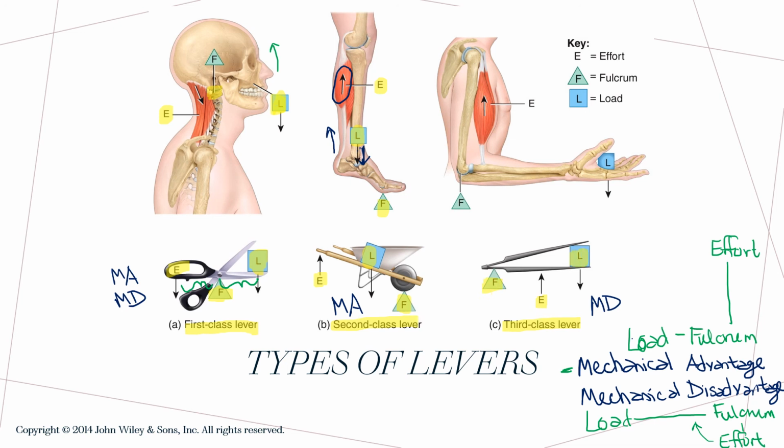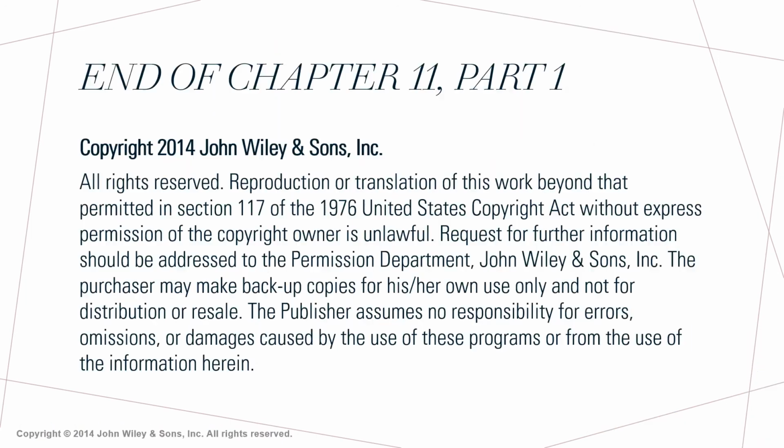An example in the body, again, is the biceps brachii muscle here, producing an effort right here on the bone. As you can see, the effort right here is very close to the fulcrum, and the load, the weight of the arm or something that you're holding, is quite far away from the fulcrum. So it produces this mechanical disadvantage. And that's going to be the end of Chapter 11, Part 1.